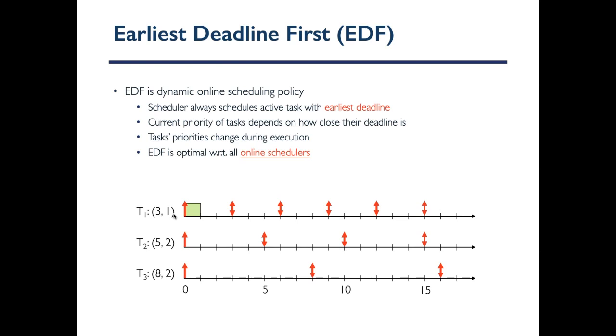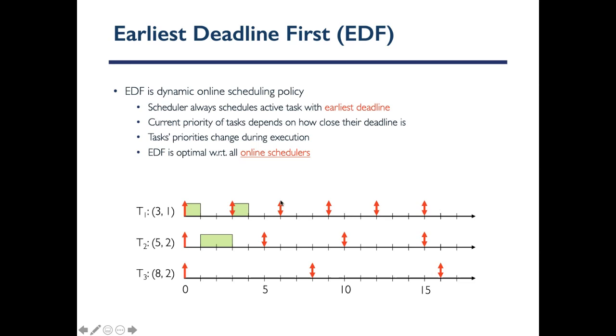Then T2's job has highest priority. It runs. Now at this point, I get a new job in my system. T1's job again comes, and it has a deadline of 6. If I compare this deadline with T3's job, where the deadline is 8, T1's job has an earlier deadline, so it gets higher priority. So I run T1's job.